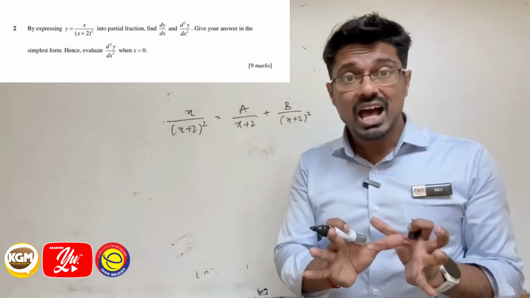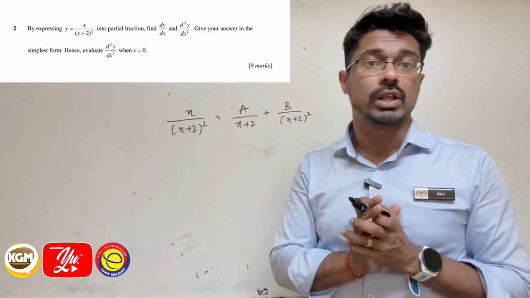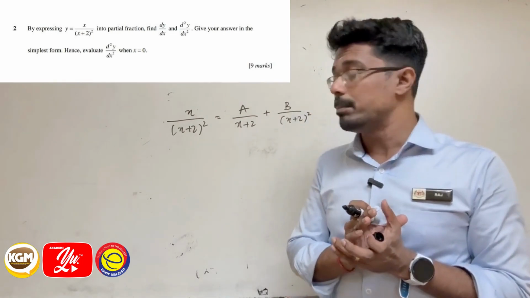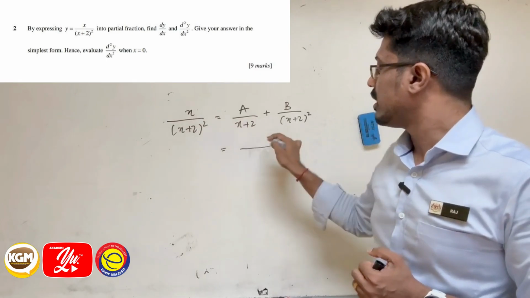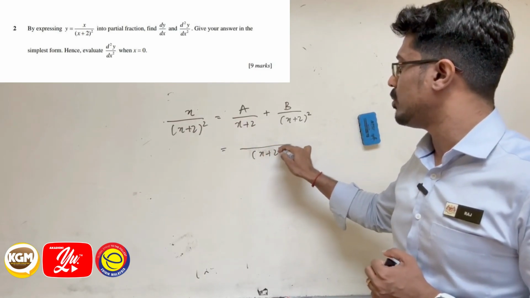So now our task is to go and work out the values of the unknowns. The value of the unknowns is very simple. As you can see here, you just copy this exactly here, because I want to make the denominator the same.